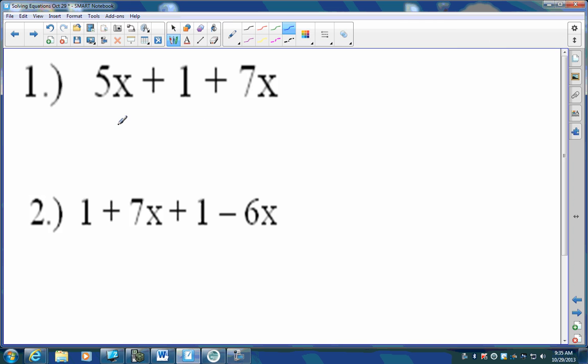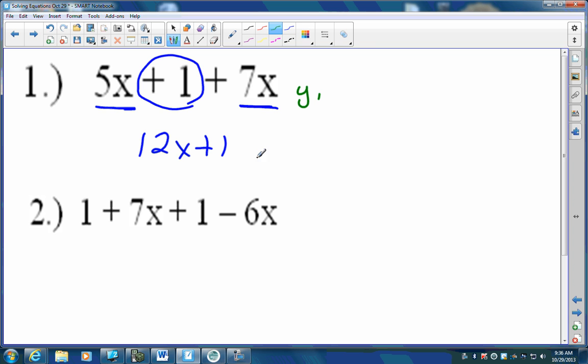So on the first one, I'm going to put my x's together. 5x and 7x gives me 12x. And then I only have this unit right here, plus 1. So remember to check. I'm going to go into y equals and put the original problem into y1, what I believe the answer is into y2.